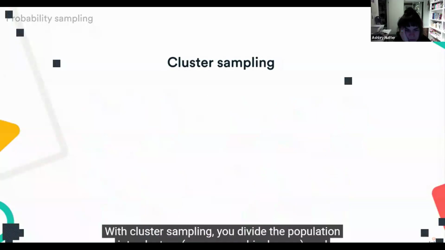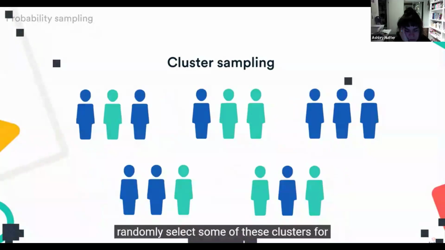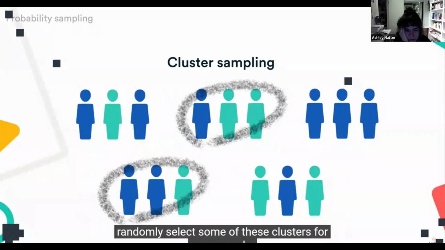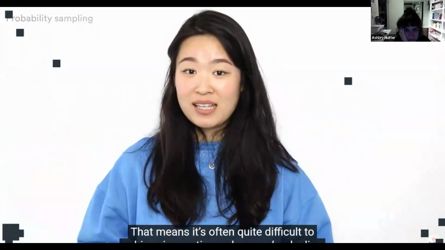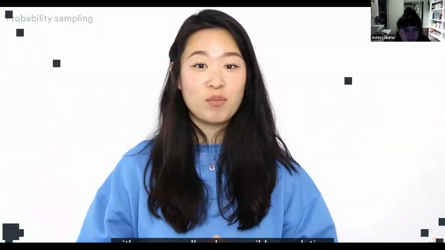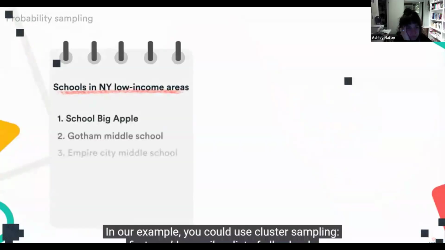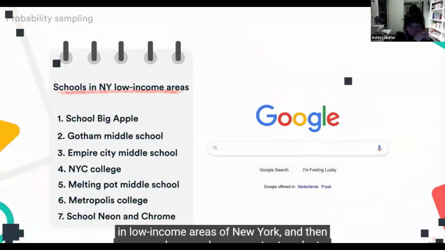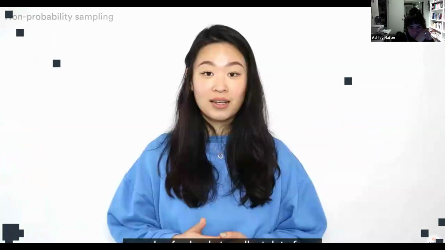With cluster sampling, you divide a population into clusters, for example, geographical areas, and randomly select some of these clusters for your sample. Probability sampling requires that you have a list of all potential subjects or clusters in the population. That means it's often quite difficult to achieve in practice unless you're dealing with a very small and accessible population. In our example, you could use cluster sampling. First, you compile a list of all schools in low-income areas of New York, and then use a random number generator to select a sample of schools to collect data from.